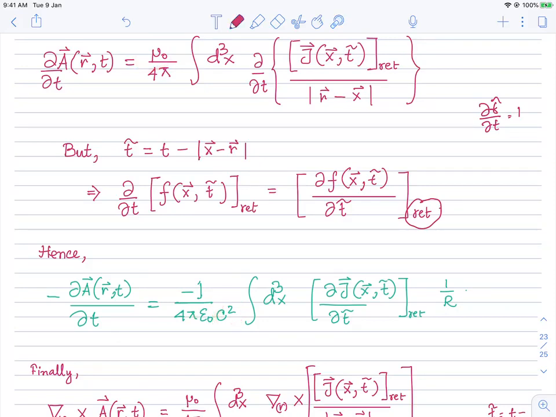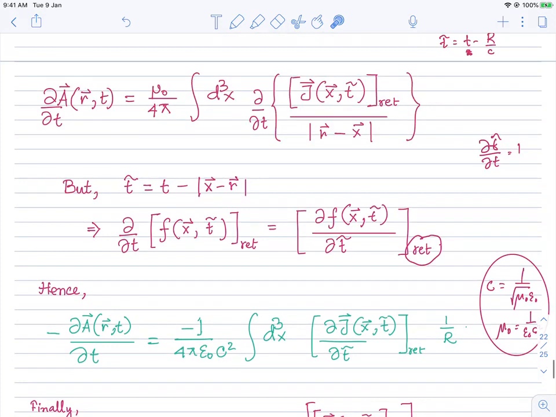C squared here. C is equal to 1 over root of mu naught epsilon naught, and therefore, squaring it, mu naught is equal to 1 over epsilon naught C squared. This is something we have used here, and we can take the 1 over 4 pi epsilon naught common in the expression for the electric field.